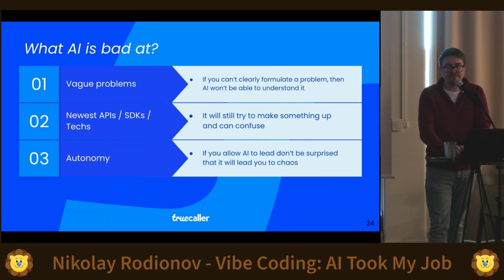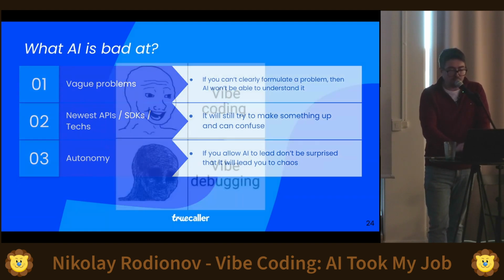And the last thing is autonomy. I sometimes have this feeling, okay, I will just give AI the possibility of autonomous decision making, and then in 5 seconds it just messes everything up. So AI is a completely not autonomous thing. You need to lead AI, because if you allow AI to lead, then don't be surprised that it will lead you to chaos.